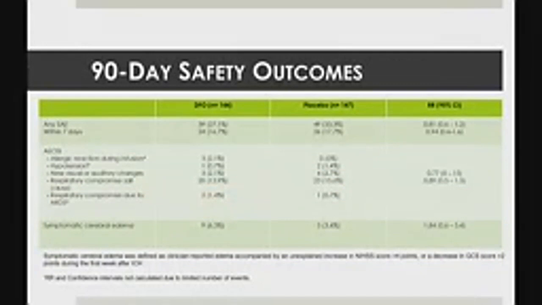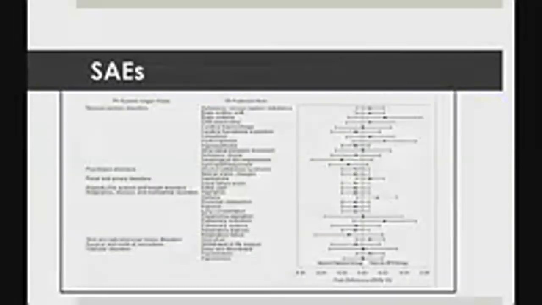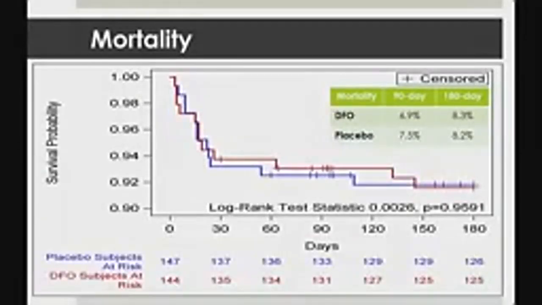These are the safety outcome data. We didn't see any difference. Actually the frequency of serious adverse events with the deferoxamine was less than in the placebo arm. And most importantly, we didn't see a difference in the respiratory problems or ARDS. These are the detailed serious adverse events. This is the mortality. Overall, it was low in the trial at 90 days, very similar between deferoxamine and placebo, and at 180 days, also very low.